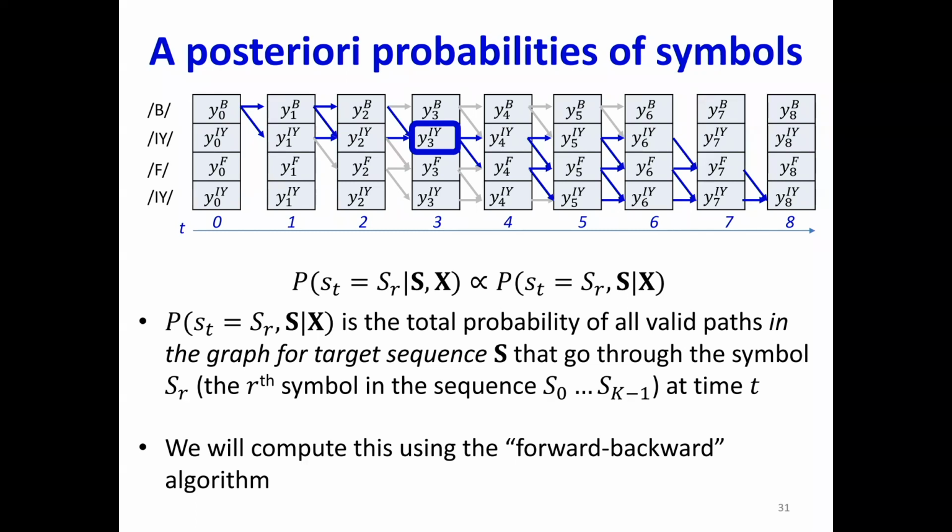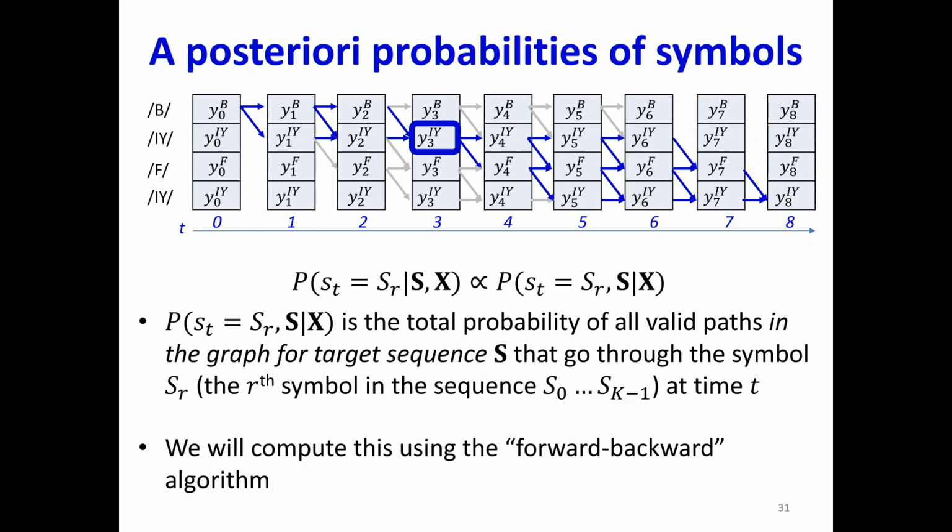Now, that is proportional to the joint probability. The joint probability is the probability that this input corresponds to ABC and the second symbol has been aligned to the third input. So you can just use Bayes' rule. I can say P of (s_t = s_r given S) is proportional to P of (s_t = s_r and S). That's just simple Bayes' rule, right? And now that term to the right can be computed.